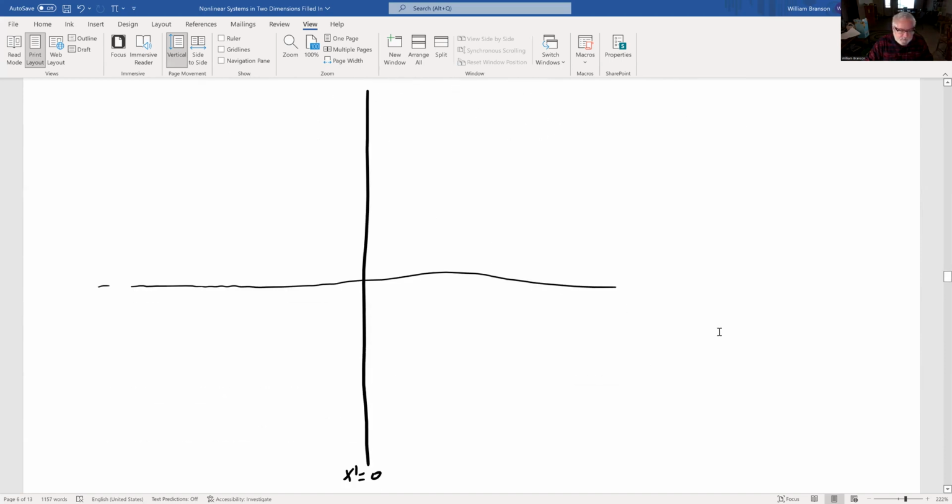1. And remember, we had 3 equilibria. One was 0, 0, and one was 0, 1. And down there, up here, and down there. So along the vertical axis, we have that.